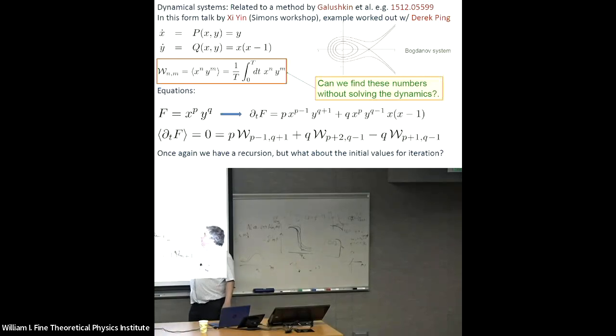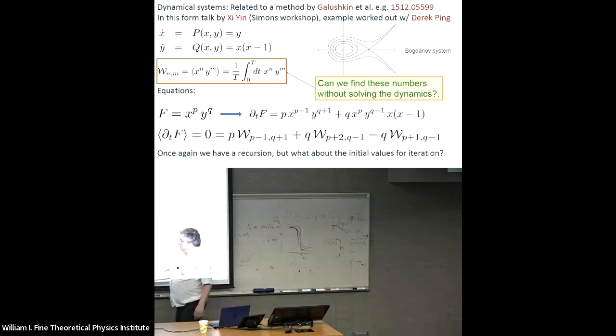Let's say I take a periodic orbit and I average over a period x^n y^m as a function of t. I want to compute these numbers without solving the differential equation. So how do we do that? We take some function x^p y^q and take the time derivative, and that's p x^(p-1) x dot. But x dot is y, so I get y^(q+1). And the same with the y dot.